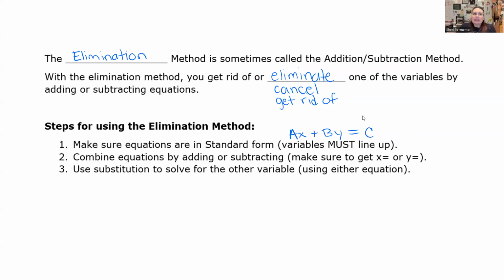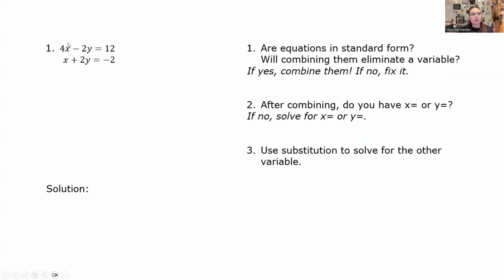And some students really like this method, and some students really don't like this method. You might like it, you might not. It's okay. I have to expose you to it. So our first example, and there's kind of a guide over to the right. Are the equations in standard form? Will combining them eliminate one variable? Are these in standard form? Yes. Would combining them cancel a variable? Which variable would cancel? The Y, because 2 minus 2 is 0. Yeah, the Y. So yes, we can continue.